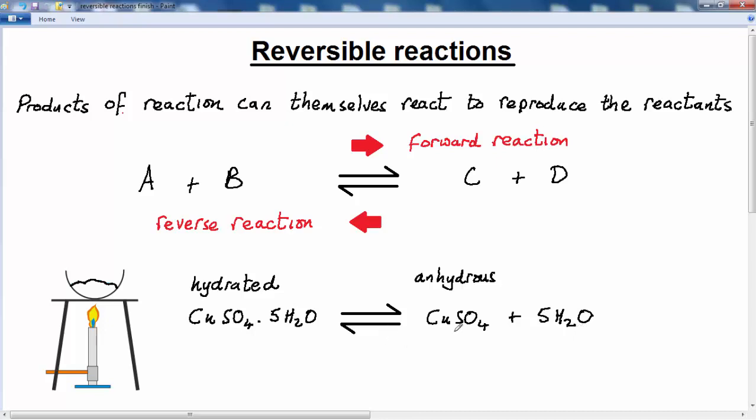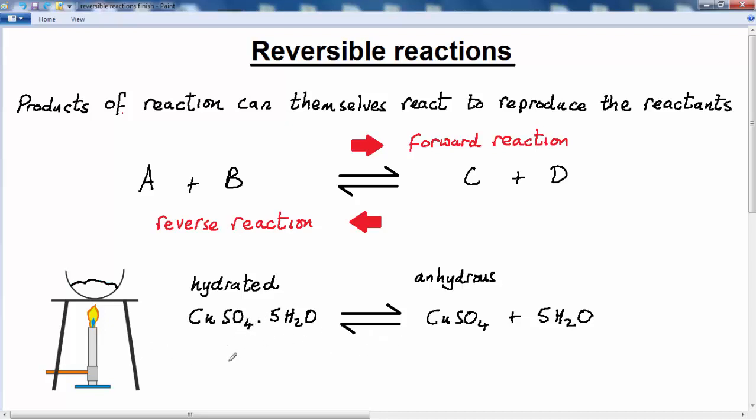What will then happen is that the anhydrous copper-2 sulfate will also react with water to reabsorb it into its structure. So this is actually happening simultaneously while the crystal is being heated. And we'll talk about equilibrium in a minute. The tendency is for the reaction to go to the right, the forward reaction taking place. So we say the forward reaction is favoured. That's because we're heating the hydrated copper sulfate.